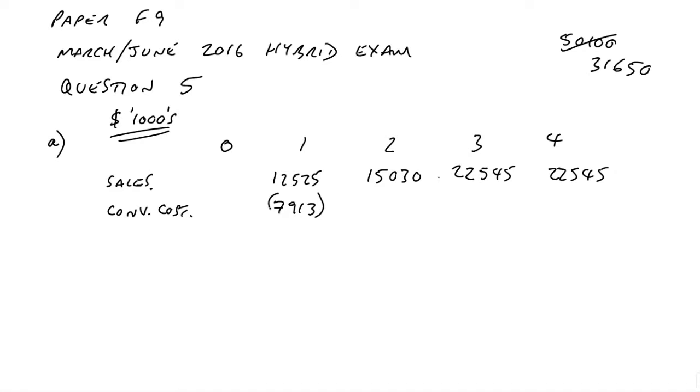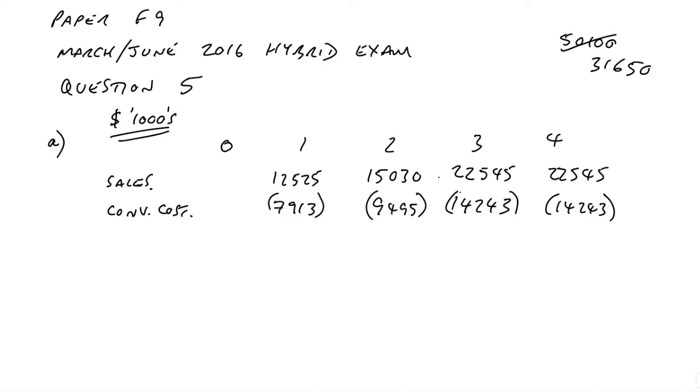Next year, 300 times 31,650 is 9495. Next one, 450 times 31,650, 14,243. Doesn't matter whether you round up or down. Irrelevant. And of course, the fourth year is 450 again, so it's the same figure. Any other costs? Well, there's the only variable cost.